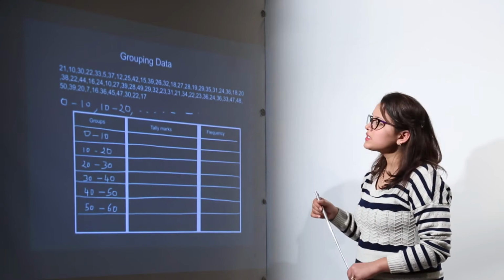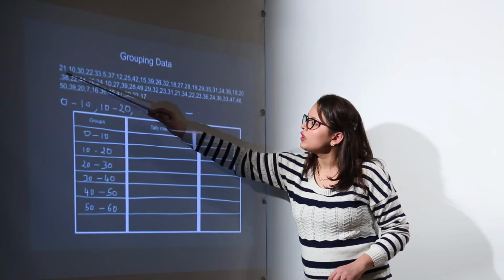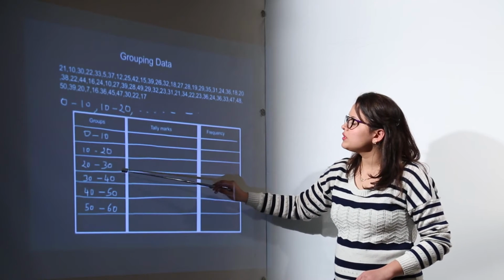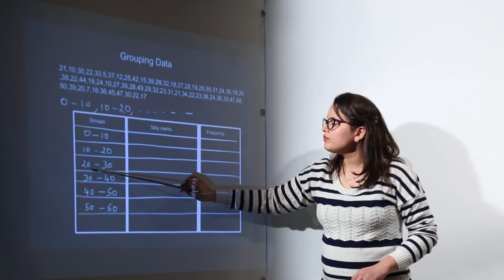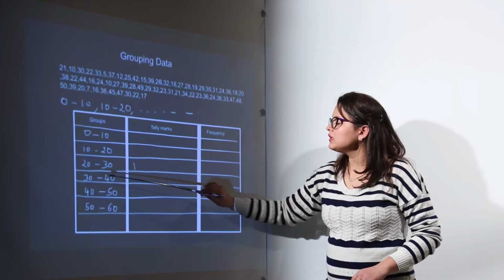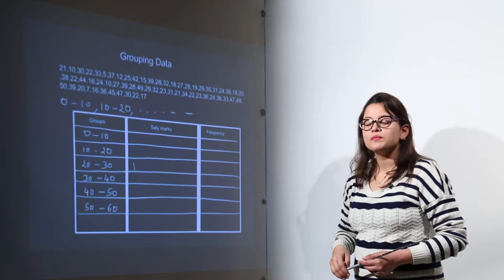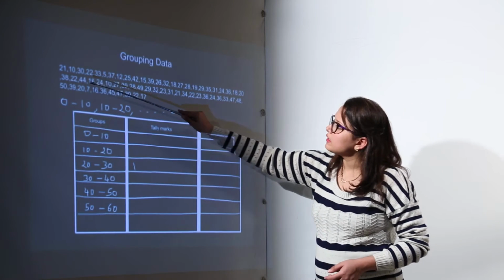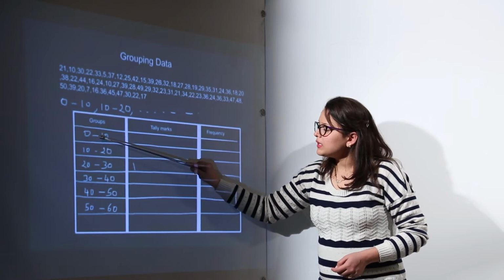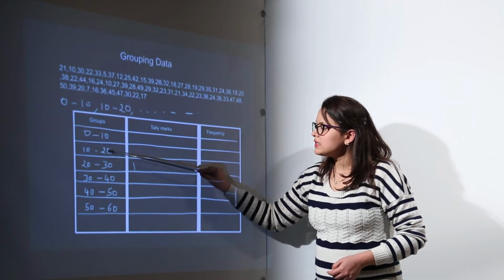For the tally mark section, let us check the first value, 21. See, 21 is going to lie in between the group value of 20 and 30. So I have made one tally mark in the group of 20 to 30. The next value is 10. Now see, 10 is coming in this group as well as in the next group.